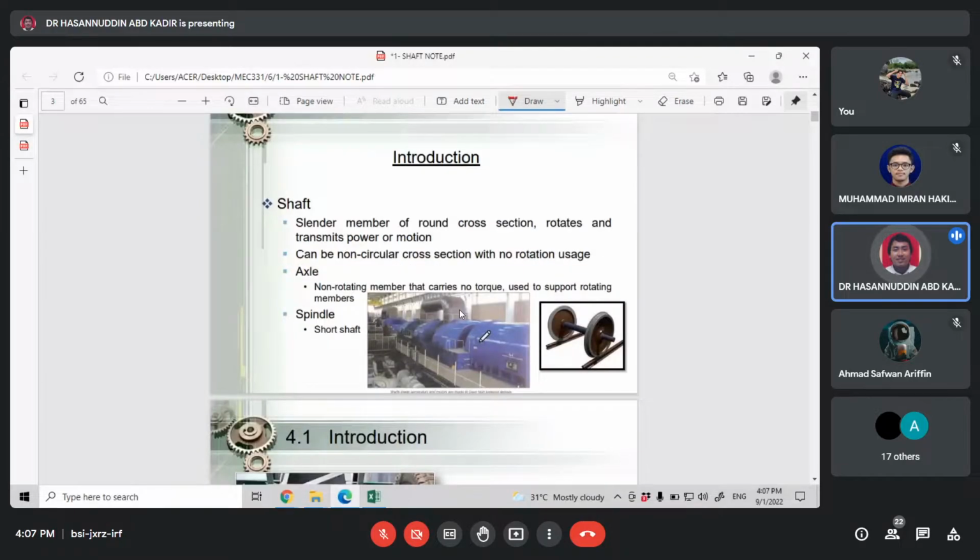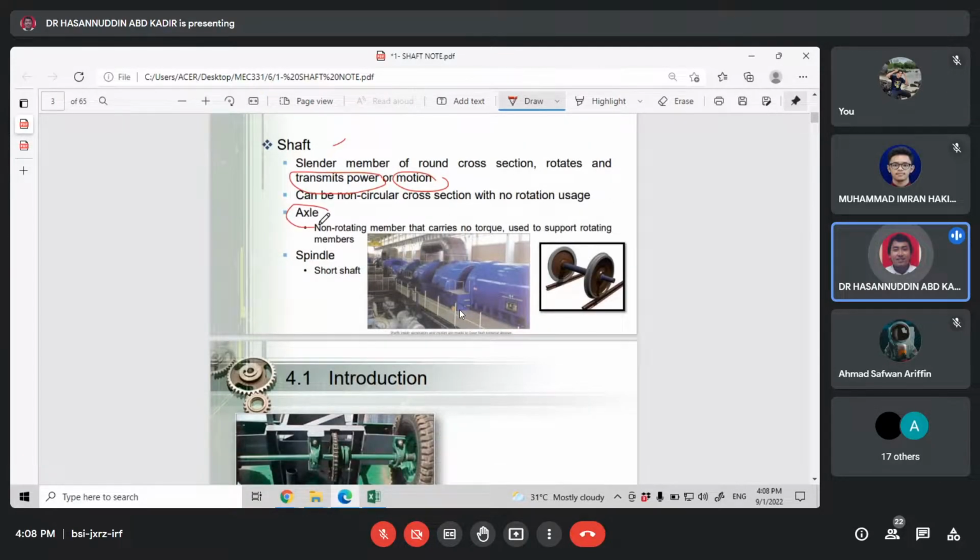So introduction. So shaft ni slender members, ada cross section, rotate and transmit the power or the motion. So this is a function of shaft lah. Okay, kita nak transfer the power ke rotation ke from satu point kepada point yang lain. Okay, dan juga ada juga kita panggil axle. So yang mana bahagian sini lah axle. So basically axle ni dia not rotate. So this element only rotate. The wheel here rotate, but the axle is not rotate.